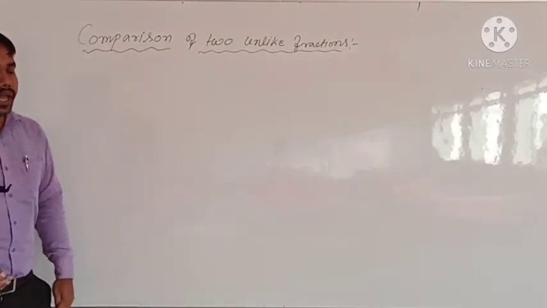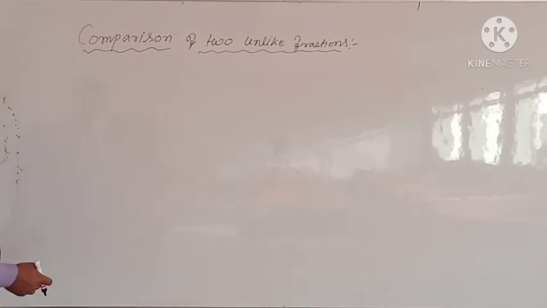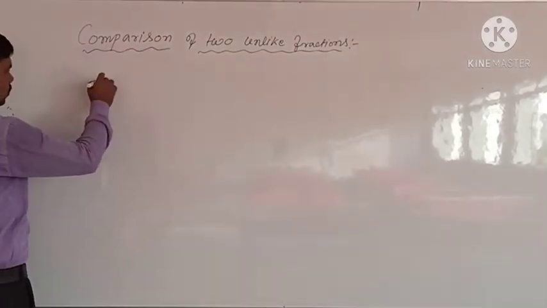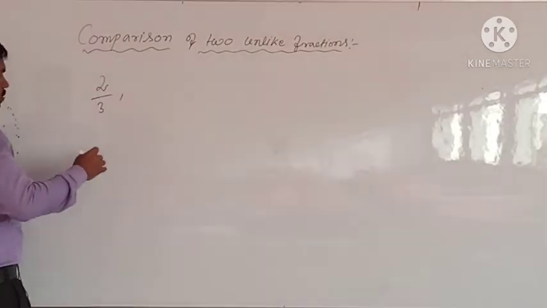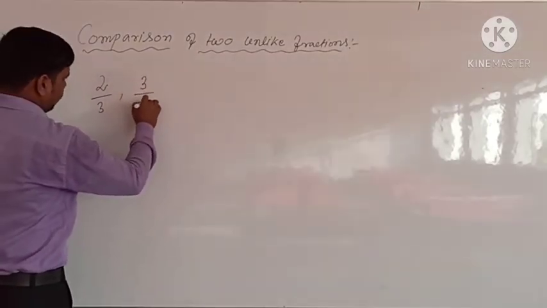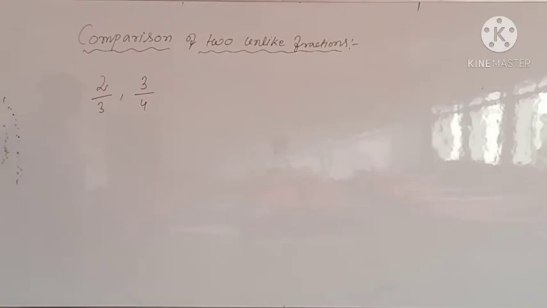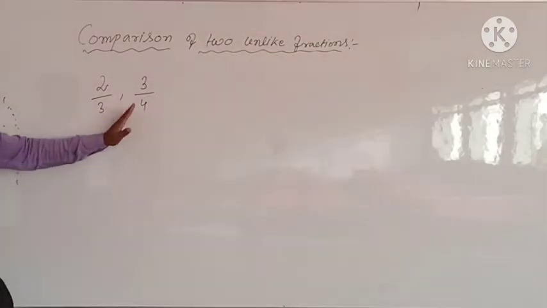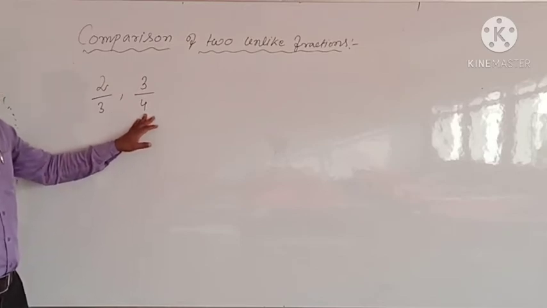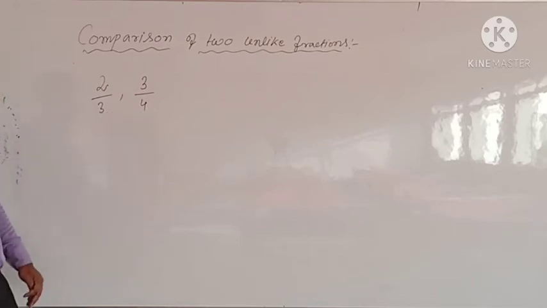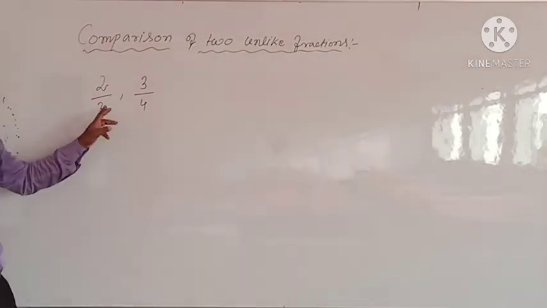Let's see. So here we are taking two unlike fractions, like 2/3 and next we are taking 3/4. So these are the two unlike fractions which we have taken, and now we want to compare which is greater, this one or this one. Okay, so first most important thing is to take the LCM of these two numbers. So the LCM of 3 and 4 will be 12 only, 3 multiply 4.